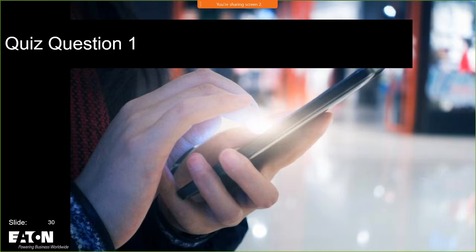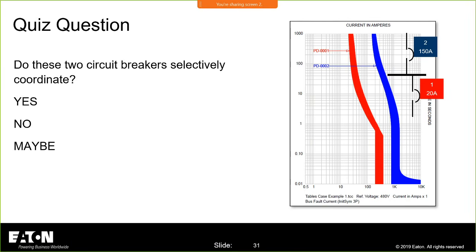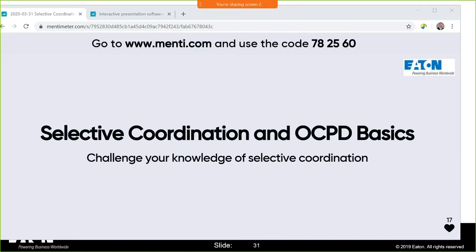Quiz question number 1. I use this a lot whenever I do work with consultants. I'll have a lot of people say, "Well, listen, we understand selective coordination. I don't need you to talk about the basics. Just tell me how you can make my life easier." And I do that only on one condition: if they pass this quiz. So, do these two circuit breakers selectively coordinate?